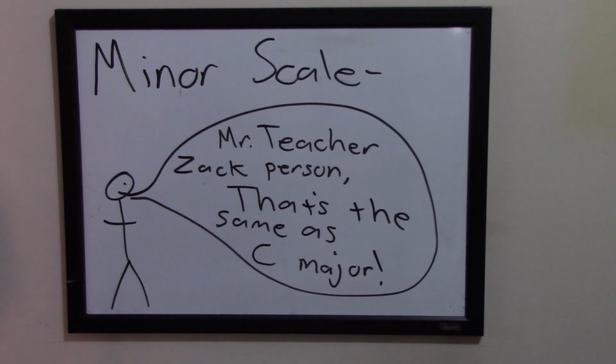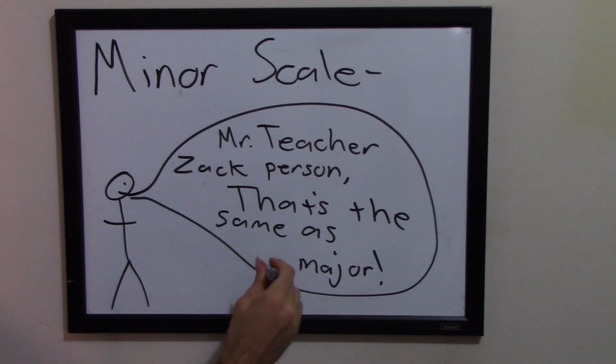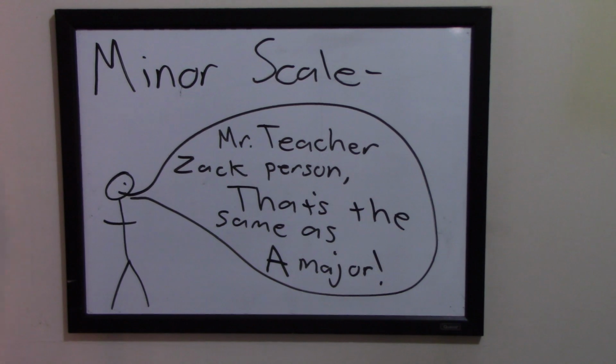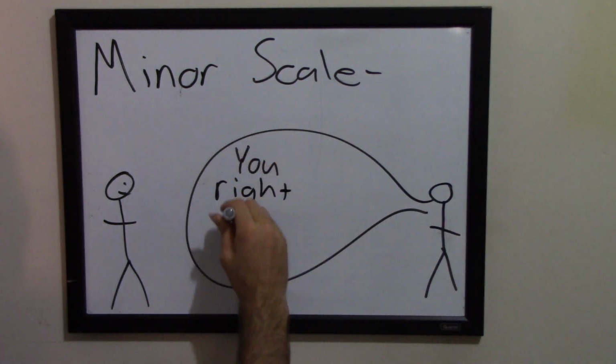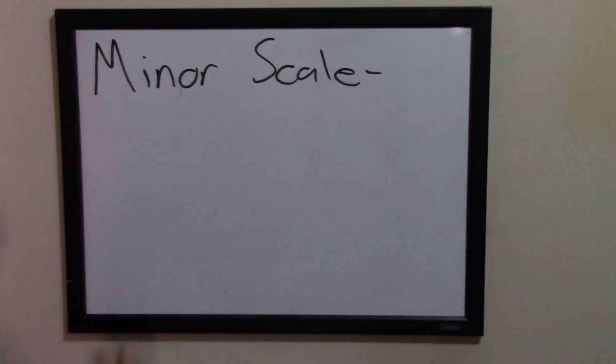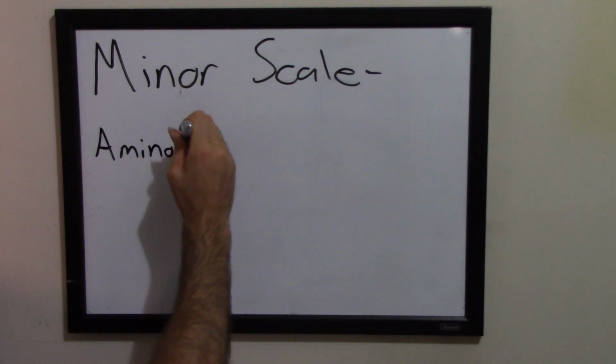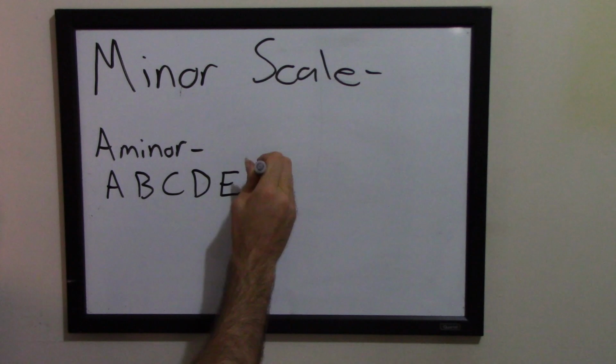You're probably thinking to yourself, when you played the F sharp minor scale, all you did was play the notes of an A major scale in a different order. And you are absolutely right. Every minor scale has a major scale with the same notes. And you can think about it the opposite way. Every major scale has a minor scale with the same notes.